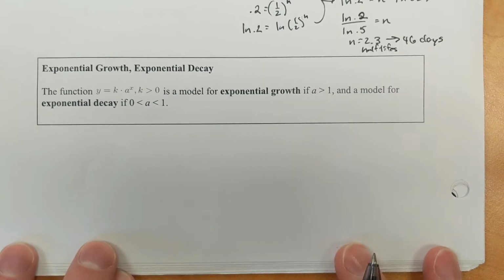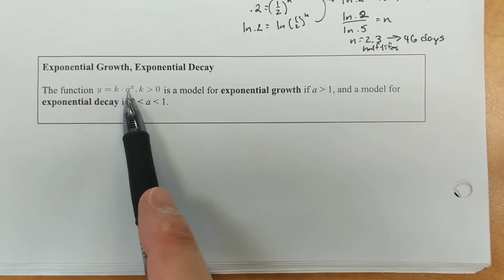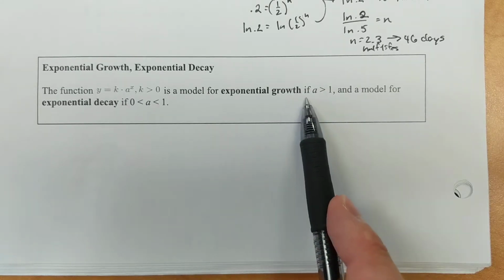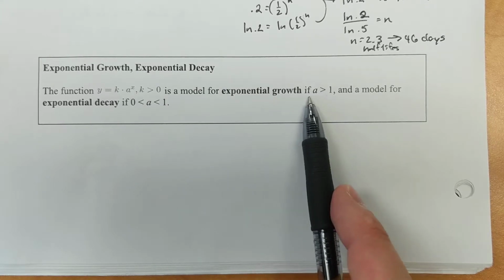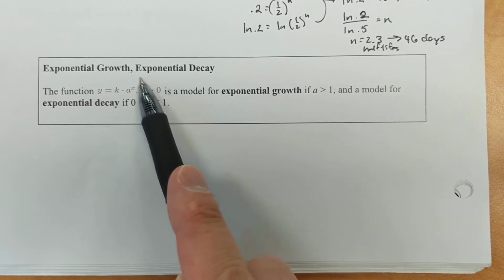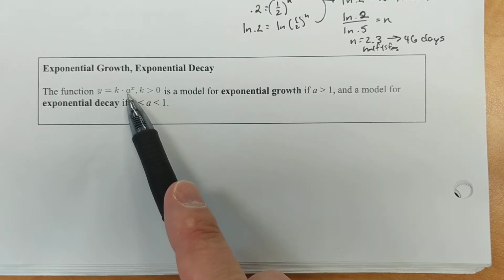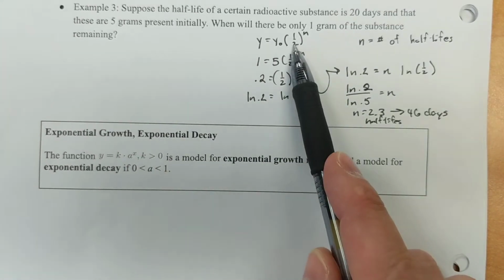All right, so down here, we've got growth and decay, so it gives you the general form here. So k is a positive number for exponential growth. No, k is greater than 0 is a model for exponential growth if a is greater than 1. So this part here actually applies to this, or k has to be a positive number. So if your number here that has the exponent is more than 1, it's growth. If it is between 0 and 1, it's decay. So like up here, that has a half.